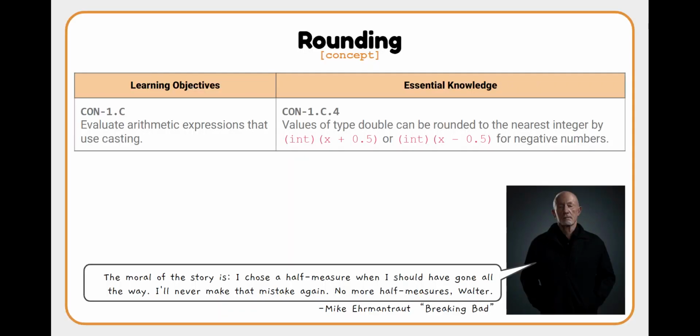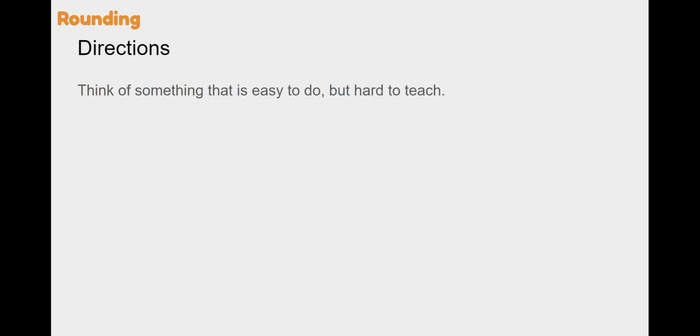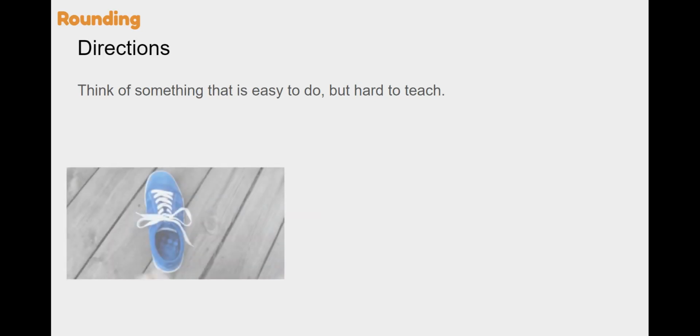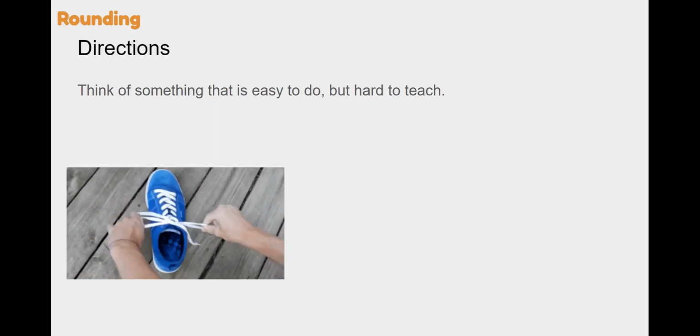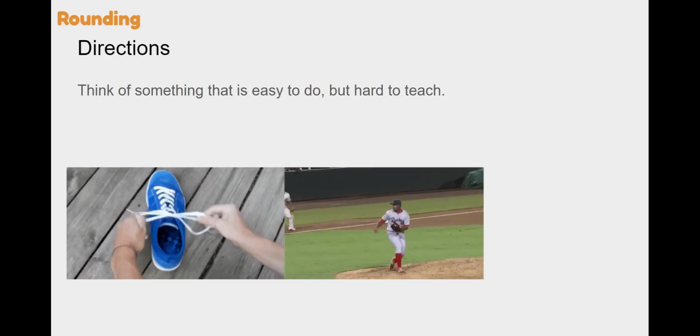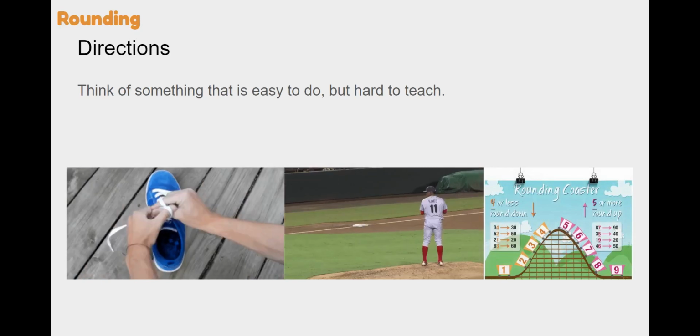We're going to see how to do some rounding in Java. Our learning objective: evaluate arithmetic expressions that use casting. Think of some things that are easy to do, but hard to teach. Some things that might be easy for you to do, but are actually quite difficult to teach: tying your shoes, throwing a ball, and rounding.